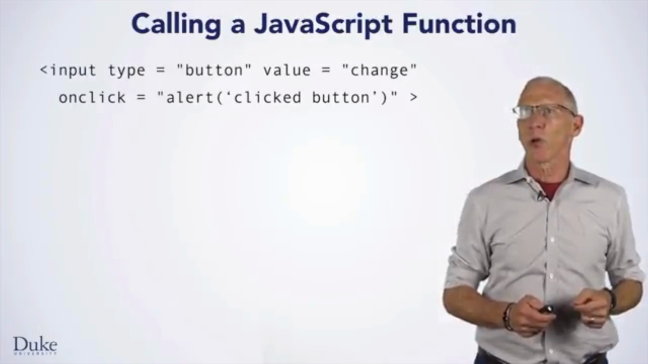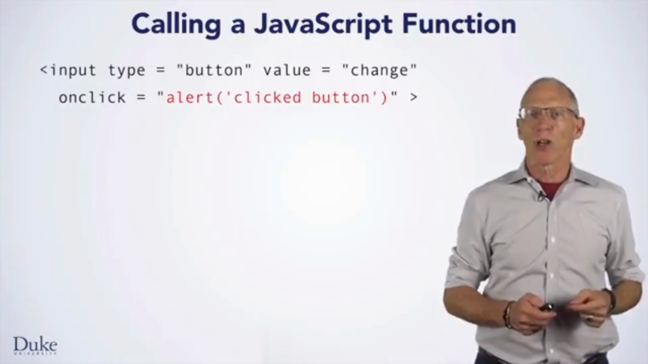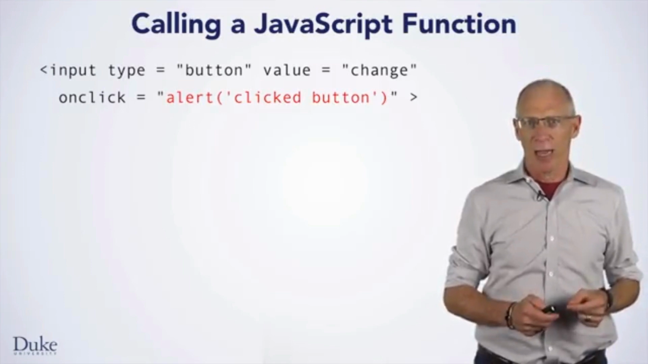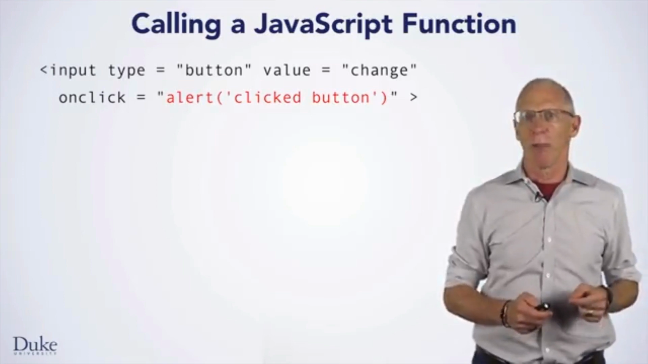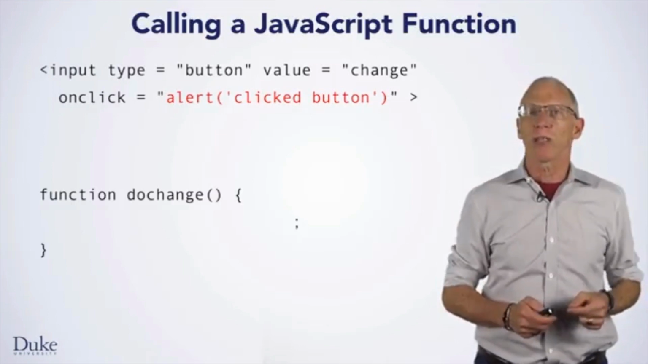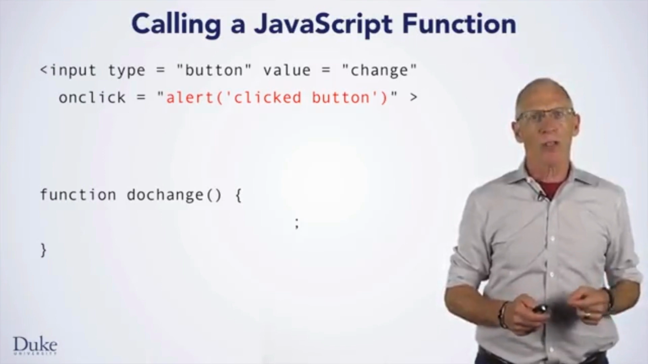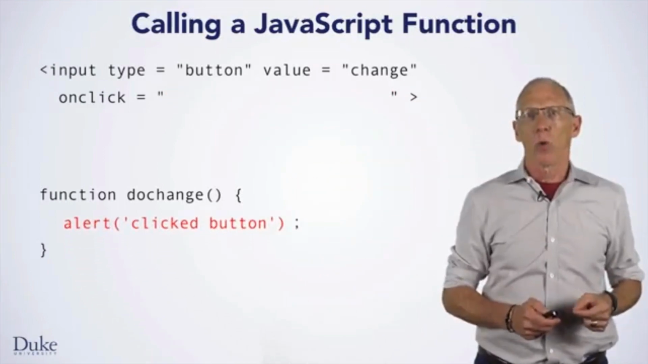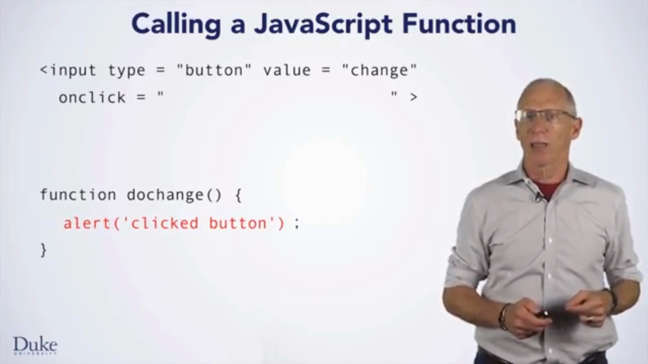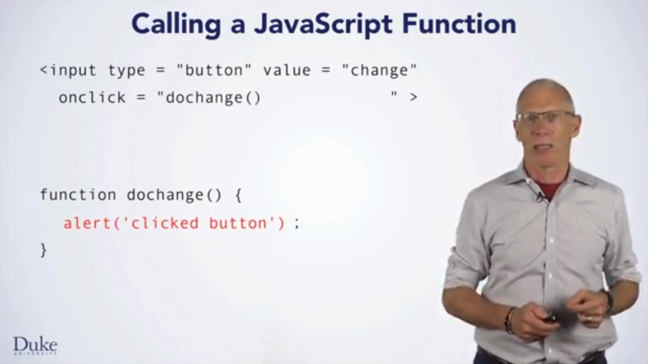But what if the alert were a more complex set of instructions? Rather than using alert directly in the input tag, we'd like to be able to use JavaScript to handle the events generated by the button. We could do this by writing a JavaScript function, which you've already done yourself. We'll call this function doChange. In the body of the function, we'll show the alert with the text click button. Then we can call the function for the onClick event.